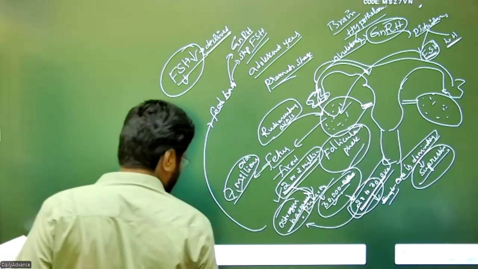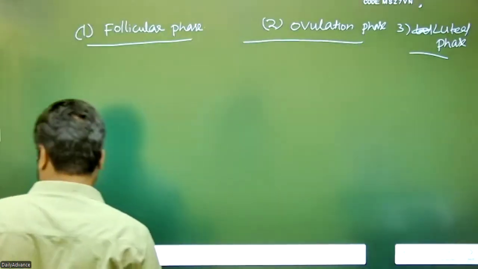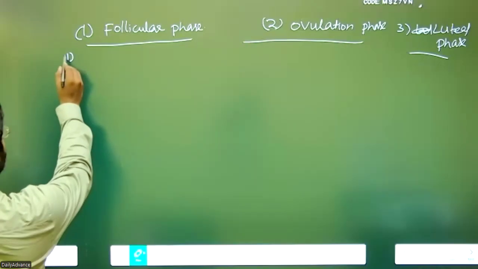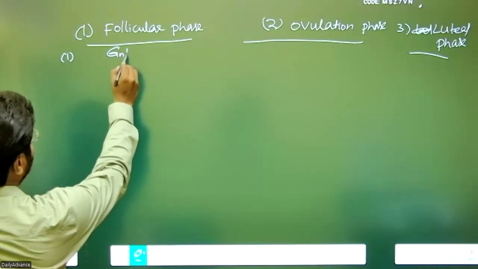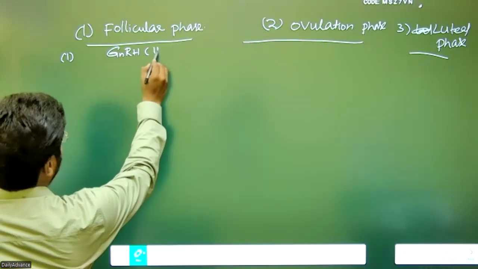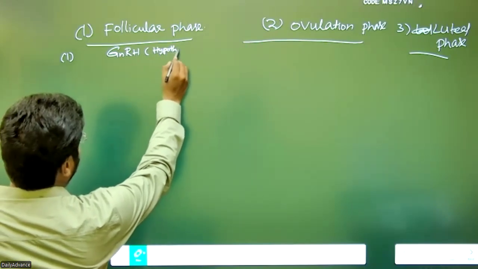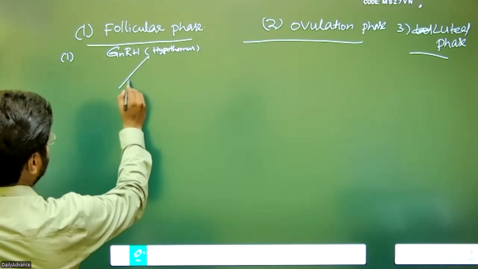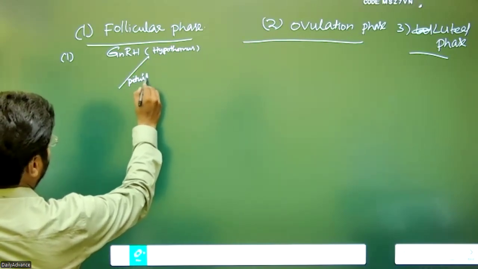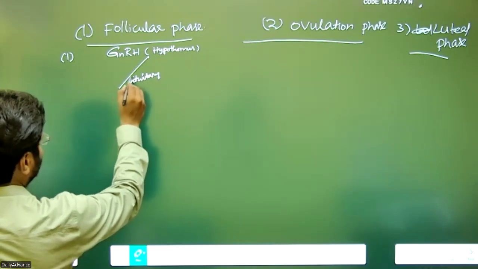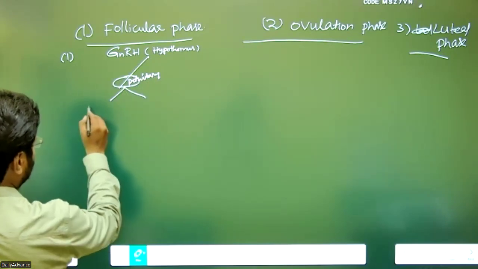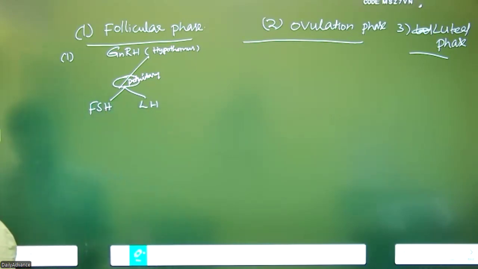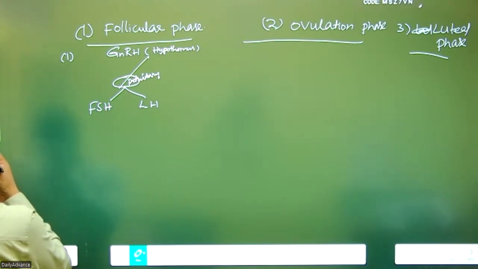So this process we call the follicular phase. What are the important steps in the follicular phase? Two important hormones are there, under the influence of gonadotropin releasing hormone from the hypothalamus. This hormone reaches the pituitary, and the pituitary gland releases two hormones, FSH and LH. So this is the first stage in the follicular phase.